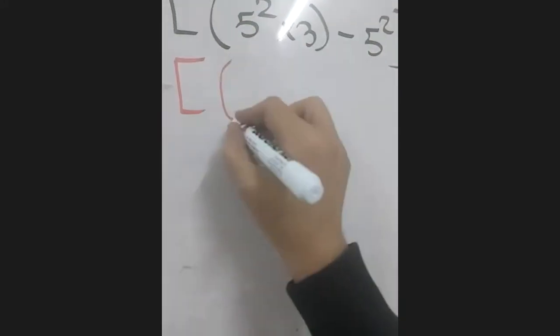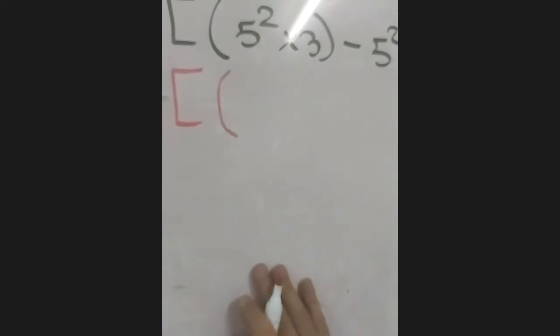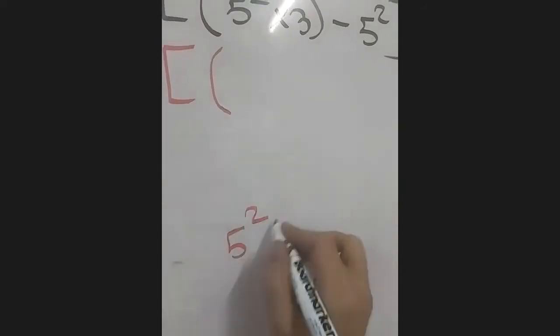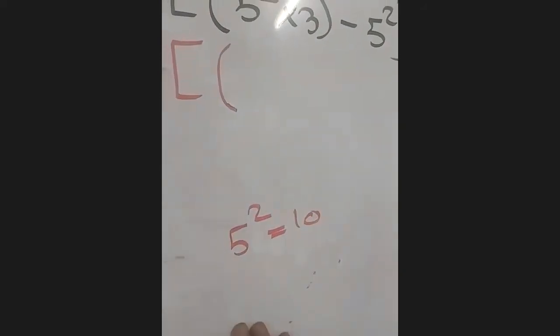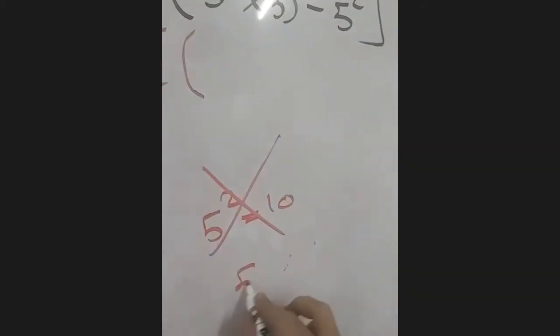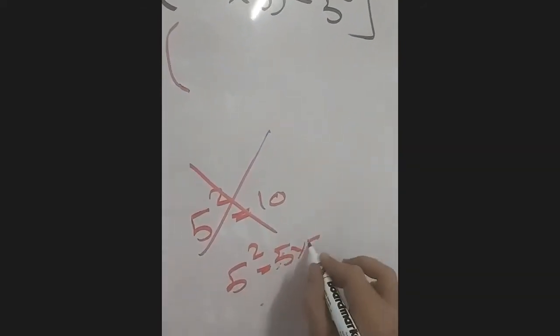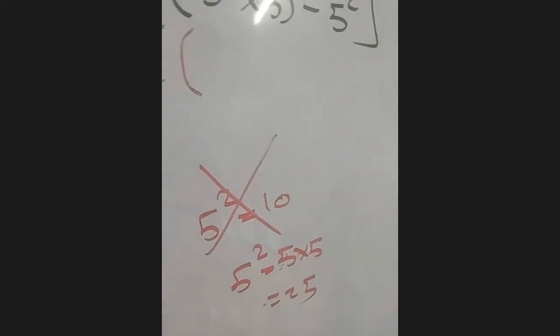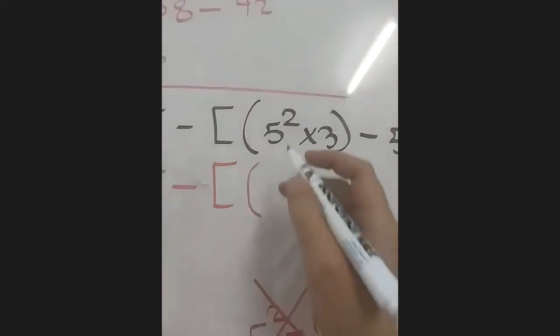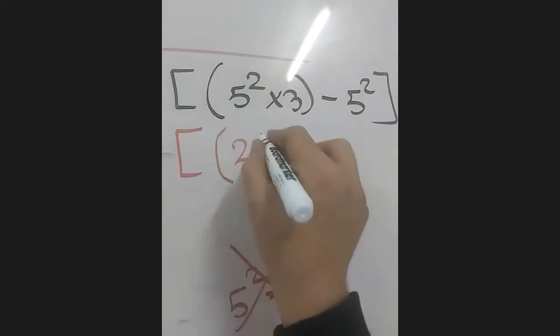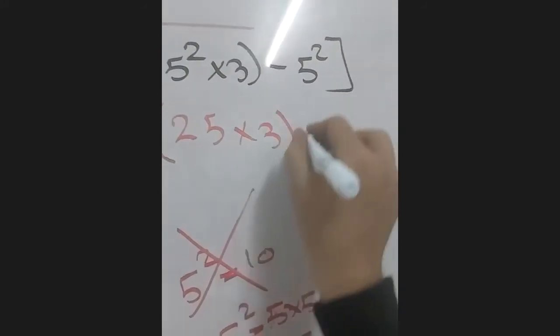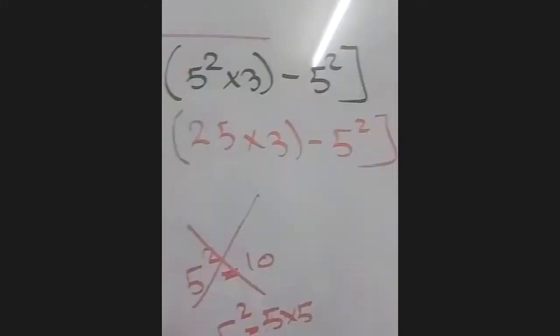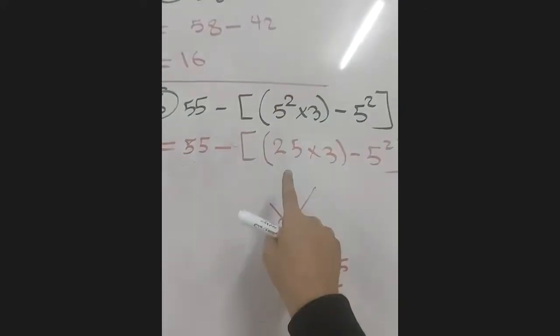So bracket, parentheses, 5 to the power 2 equals how much? 10? No, this is wrong. 5 to the power 2 means 5 times 5, which is 25, okay? 25. Multiply 3 minus 5 to the power 2. So what I did here was the first one only, right?